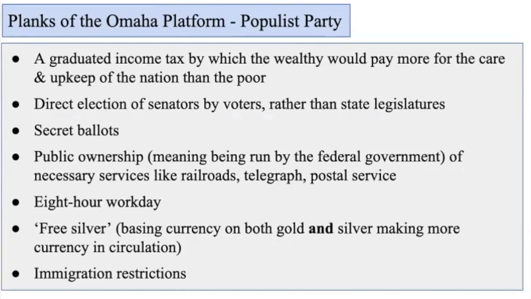You can read the text of the actual platform as a primary source on YA, but leaving out smaller things like support for military pensions, it boiled down to the request for a graduated income tax by which the wealthy would pay more for the care and upkeep of the nation than the poor, direct election of senators by voters rather than state legislatures, secret ballots, public ownership, meaning being run by the federal government, of necessary services like railroads, telegraph, and postal service, an 8-hour workday, free silver, which meant basing the currency on both gold and silver, making more currency in circulation, and immigration restrictions.